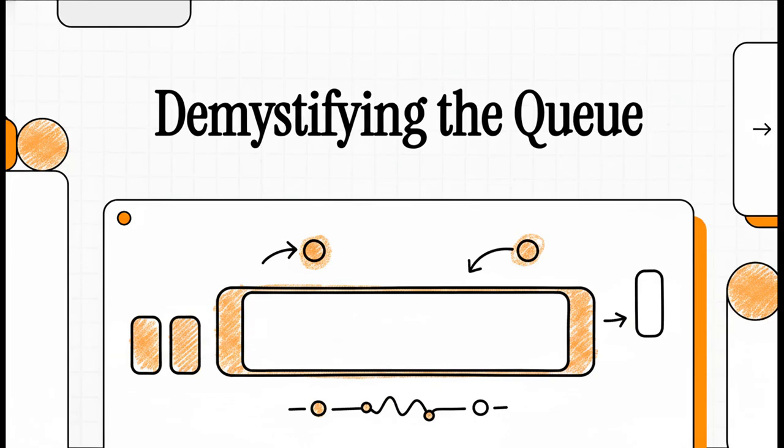Welcome back. Today's explainer is an absolute must-have if you're tackling IBDP computer science, specifically topic B2.2.4. We're zeroing in on the queue data structure.